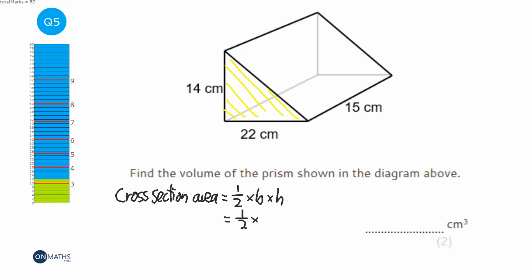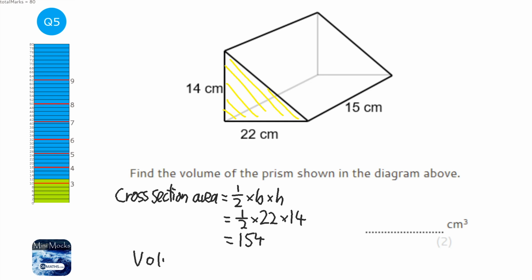So the base of it is 22 and the height of it is 14. So on my calculator I'm going to do 0.5 times 22 times 14, which is 154. And be careful, the most common mistake here is not to halve it. So with the triangle we have to halve it.